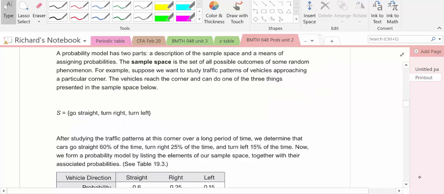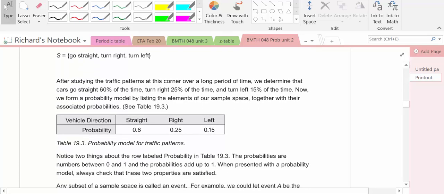Review some terminology from the video. A sample space is all the possible outcomes that can occur. So say a car is coming to an intersection. The car can either go straight, turn right, or turn left. Suppose that after observing traffic patterns for a long period of time, the information in this table is obtained. Let's just work with this for a bit.